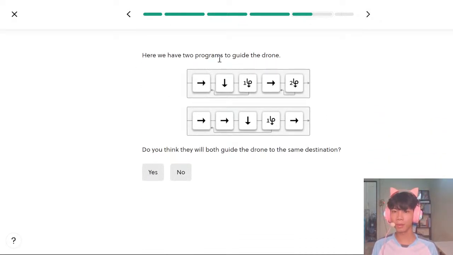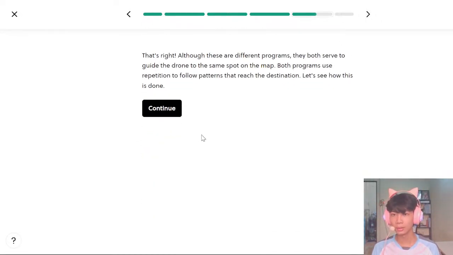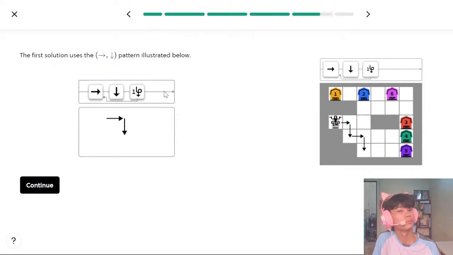Here we have the programs to guide the drone. Do you think they will both guide the drone to the same destination? Yes, that's right. Although these are different programs, they both serve to guide the drone to the same spot on the map. Both programs use repetition to follow patterns that reach the destination. Let's see how this is done.